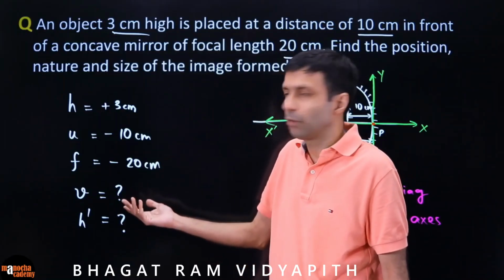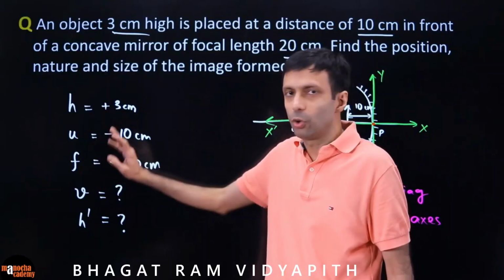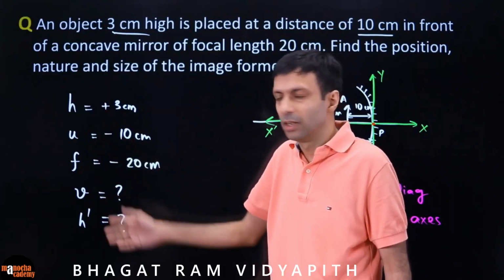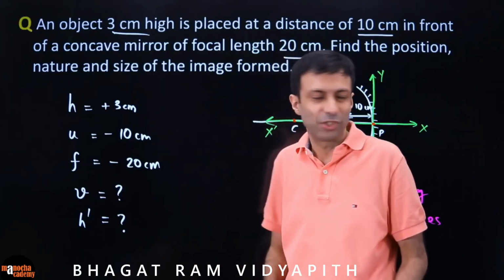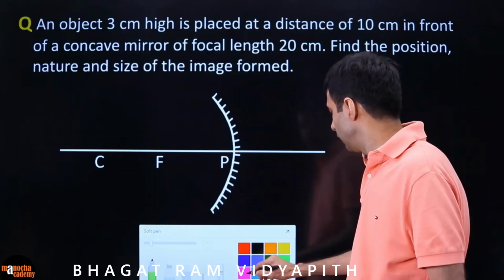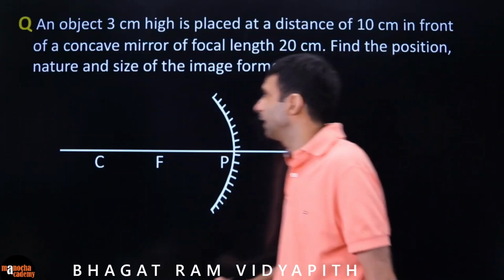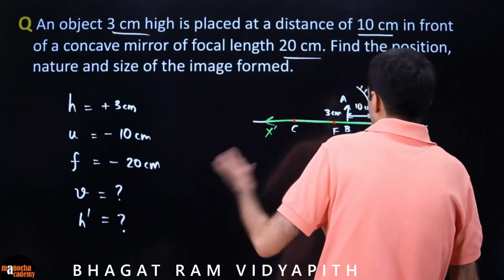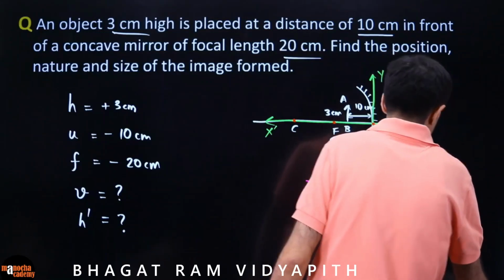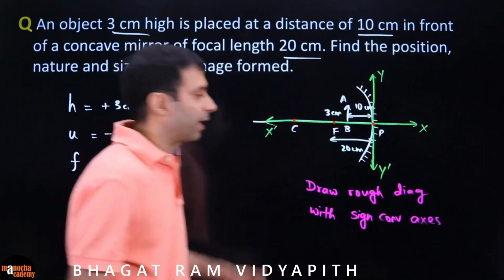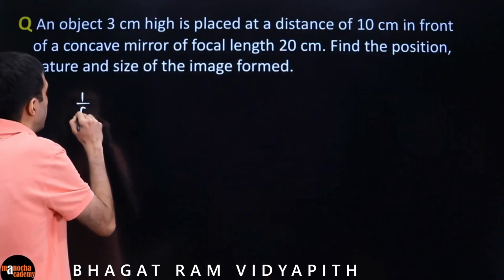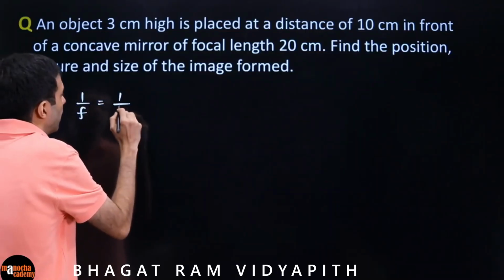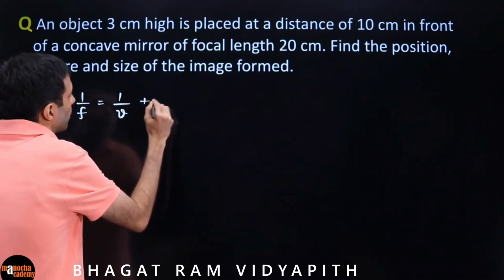Now let's go ahead and write down the mirror formula or whatever magnification formula. So most probably we need the mirror formula here. Why? F and U are known, V is unknown. So let's write down our mirror formula, plug in these numbers and solve the question. We have already drawn the rough diagram here. So the mirror formula is 1 by F equals 1 by V plus 1 by U.